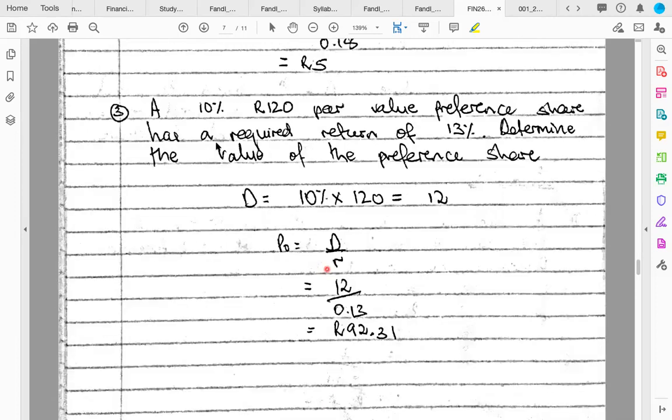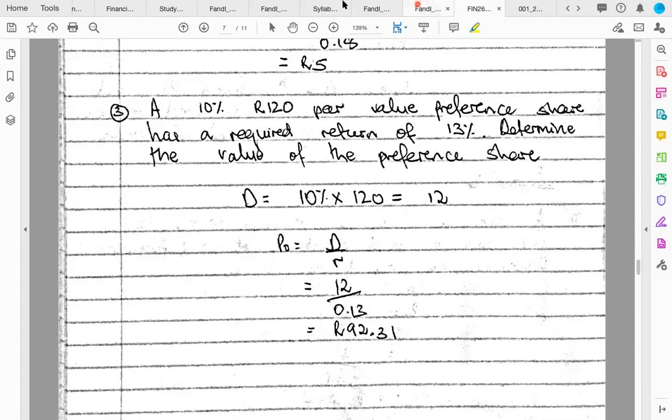And then we can also apply the same when it comes to a preference share. Remember, with the preference share, we have what we call a par value associated with the preference share. And you'll usually have some percentage given before the preference share, and this percentage is the percentage associated with the dividend. So you might get a question which says a 10%, 120 Rand par value preference share has a required return of 13%. Determine the value of the preference share. So remember, a preference share pays a fixed dividend. A preference share pays a fixed dividend.